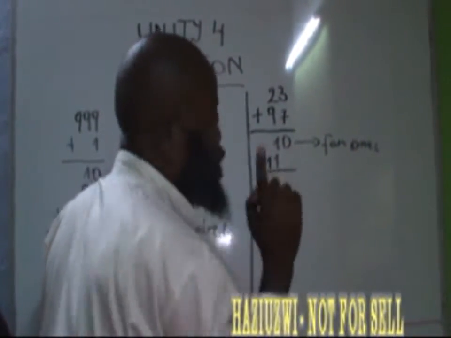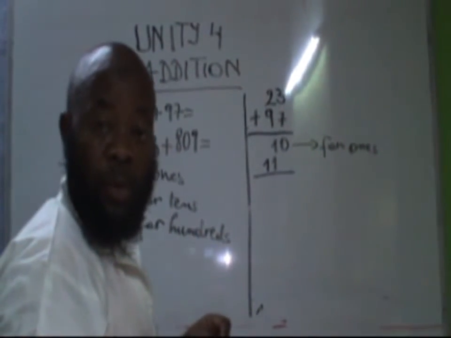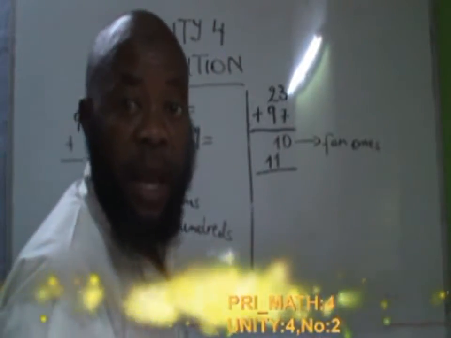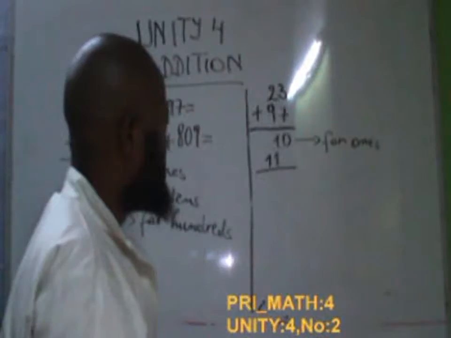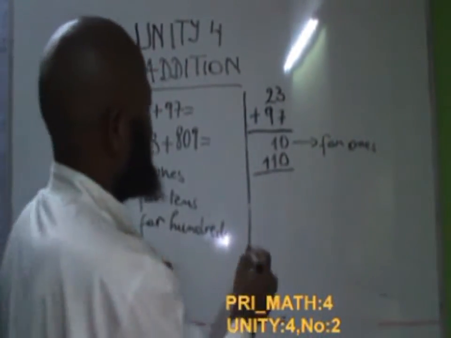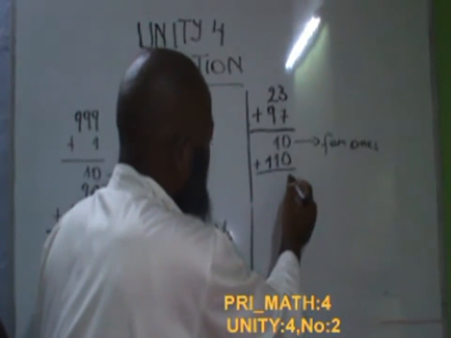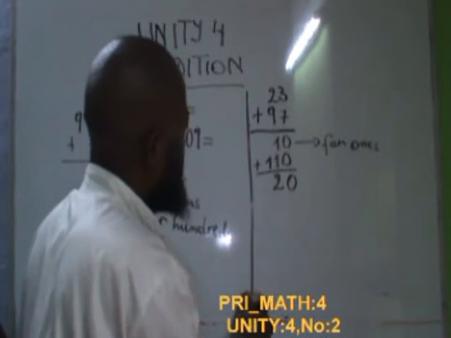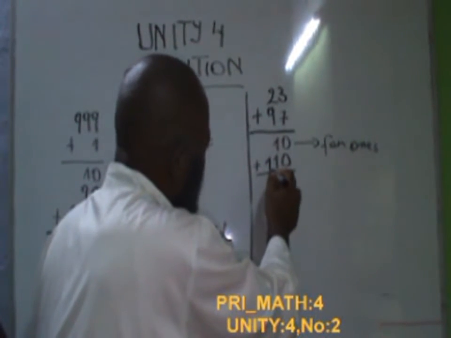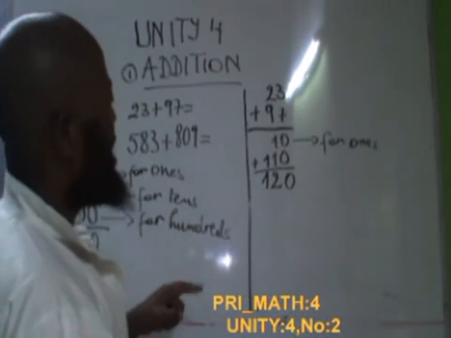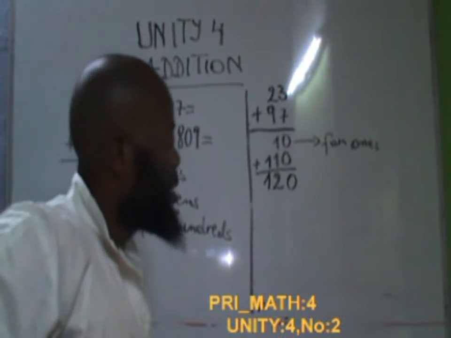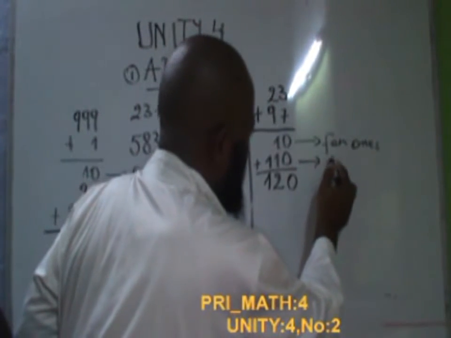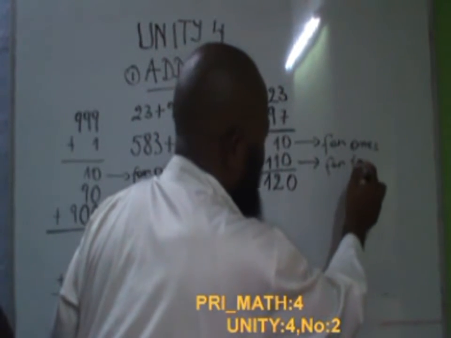We have an empty value here. I told you that when you have an empty value, you don't have any choice other than adding a zero. So let us add zero. Okay. Zero plus zero is equal to zero. 1 plus 1 is equal to 2. Nothing plus 1 is equal to 1. Our result is 120. This is for the tens value.